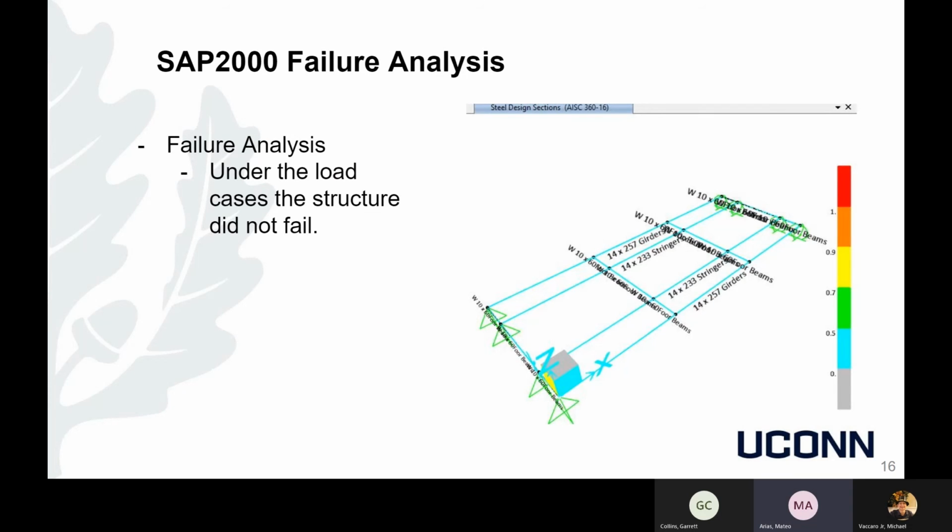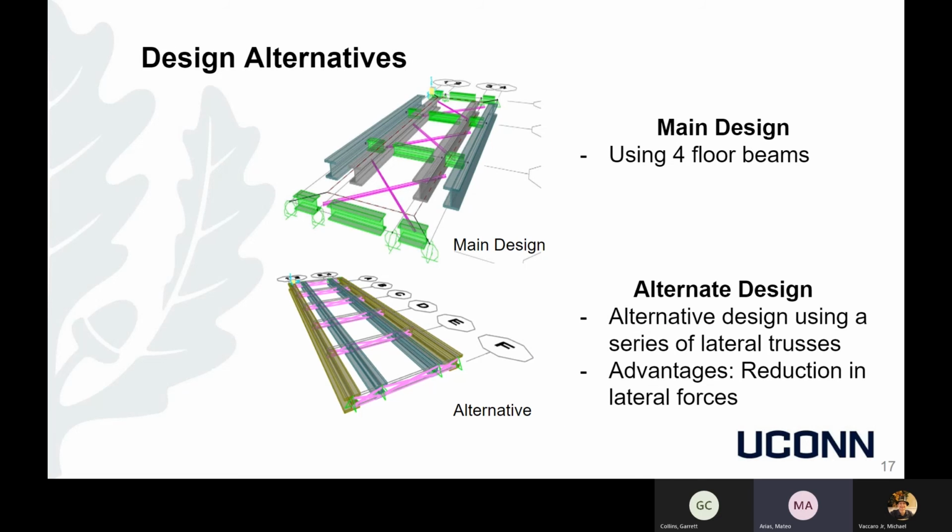With the help of SAP 2000, the team was able to run an analysis under the load cases and show if any of the members fail. After the analysis, the results show that in this design, none of the members fail and the structure is safe. One of the design alternatives that the team proposed was a design that includes a series of lateral trusses using angle shapes. This design helps reduce the lateral forces on the bridge, but the team eventually chose the current design using only 4 floor beams instead of the 6 floor beams that the original design had.